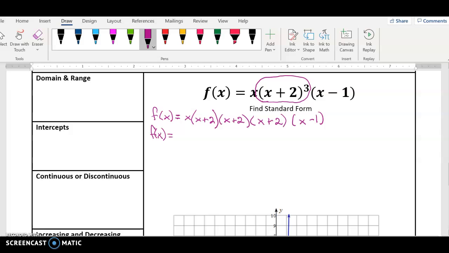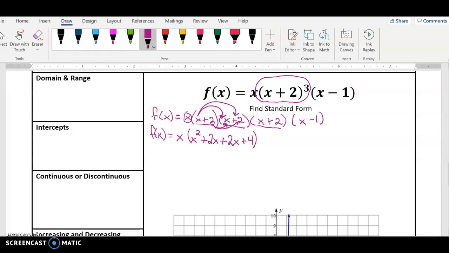I'm going to choose to leave x and multiply by x at the very, very end. So I'm going to multiply (x + 2) times (x + 2). So x times x gives me x squared. X times 2 is plus 2x. 2 times x is plus 2x. And 2 times 2 is 4.